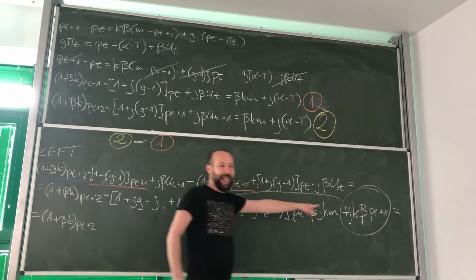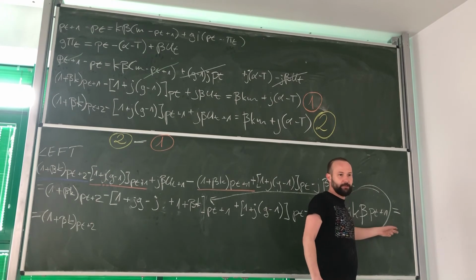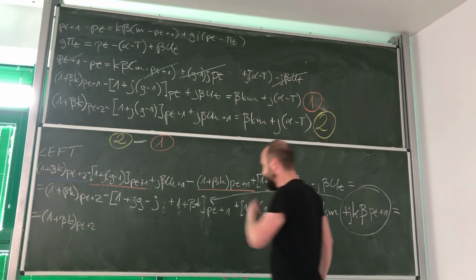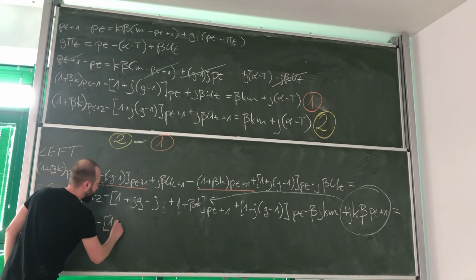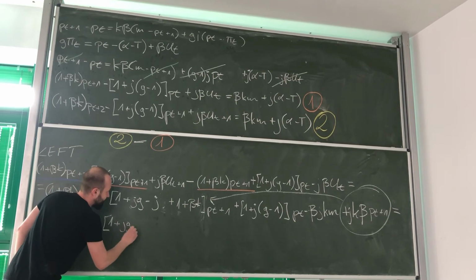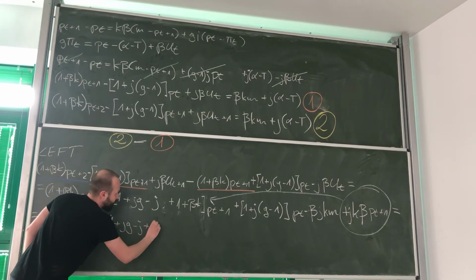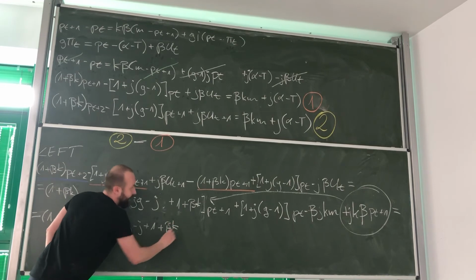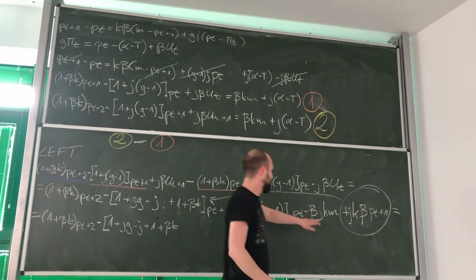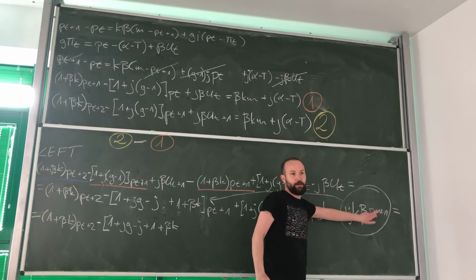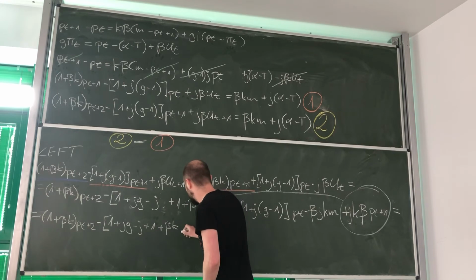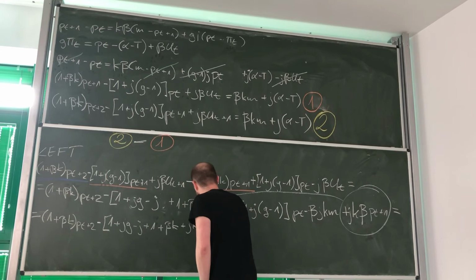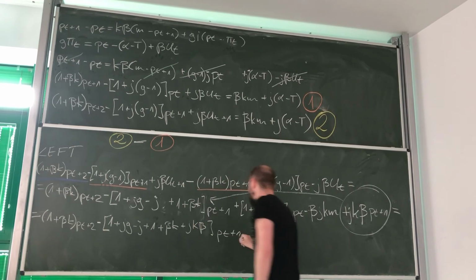Okay. So, we need to now add one additional component, which is this. So we get that this is 1 plus g minus j plus 1 plus beta k plus jk beta, right? Plus jk beta pt plus 1.